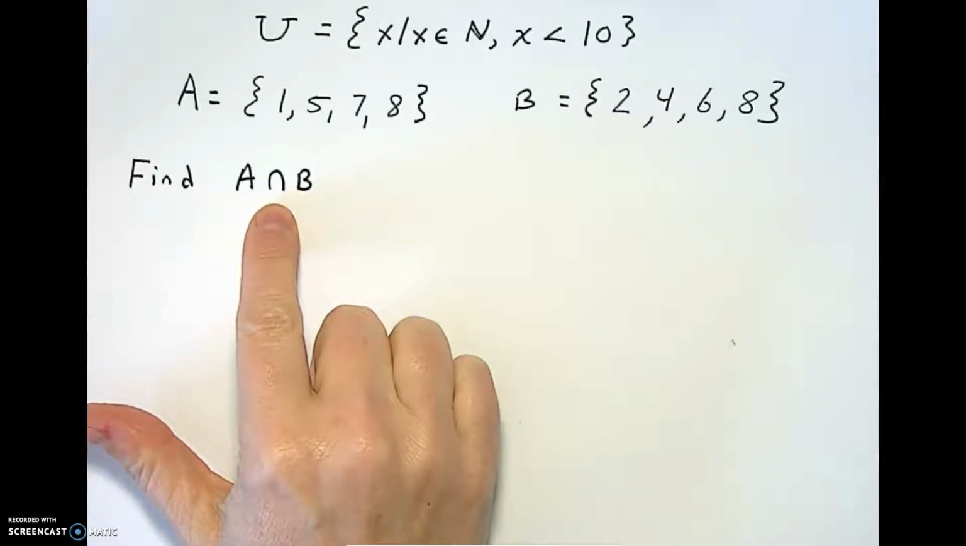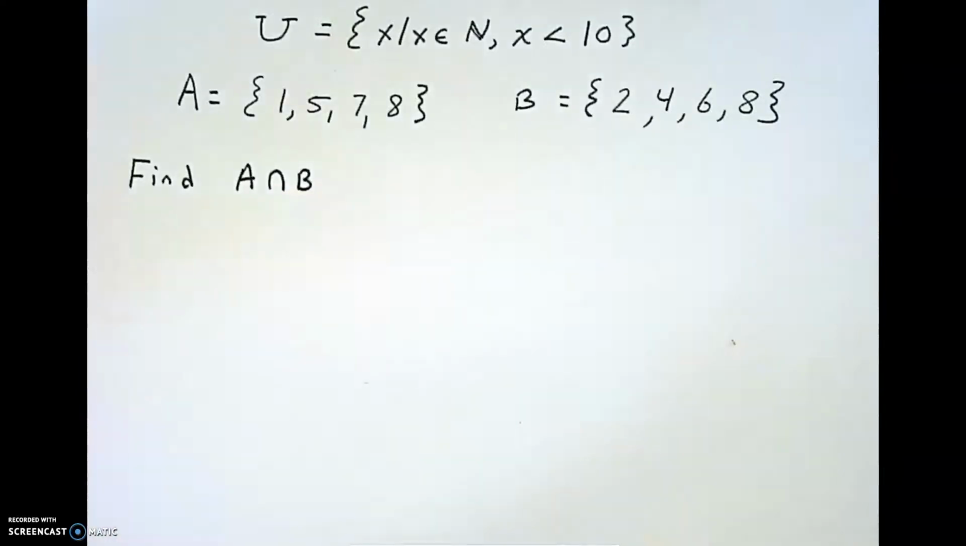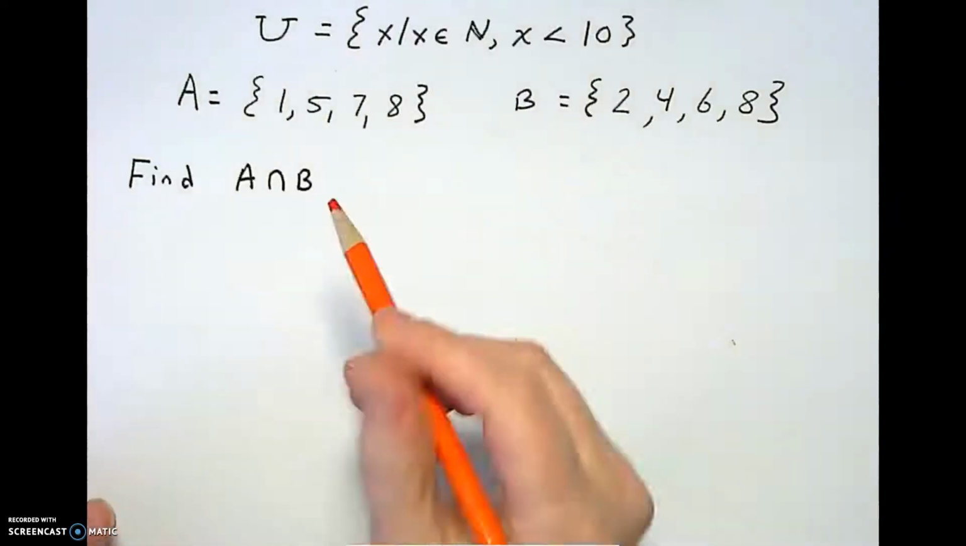That means intersection. That means that you need to find the elements that are in common between the two sets. Oh my gosh, that was so coherent. Thank you. So intersection, the elements that are common between the two sets. So we need the things that are in both A and in B.